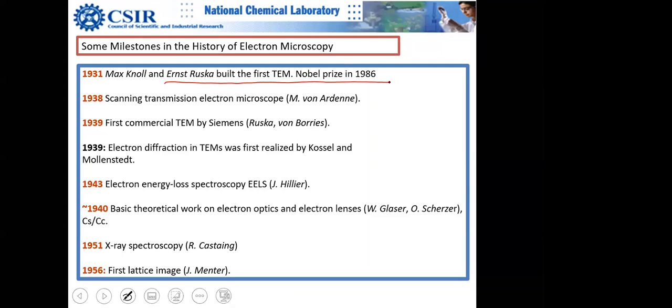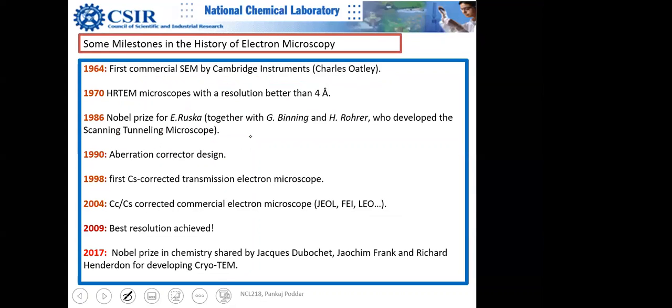And after that, other related techniques like scanning transmission electron microscopy were developed. Commercialization of EM happened by a German company, Siemens, which is still there, mostly in the medical field. Then there were others, but I will not go into detail because of lack of time, but you can read that. Right now I would like to highlight one more important thing: in 1986, almost 50 years later, the Nobel Prize was given to Ruska together with Binnig and Rohrer.